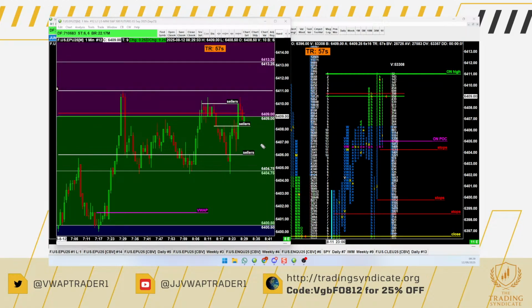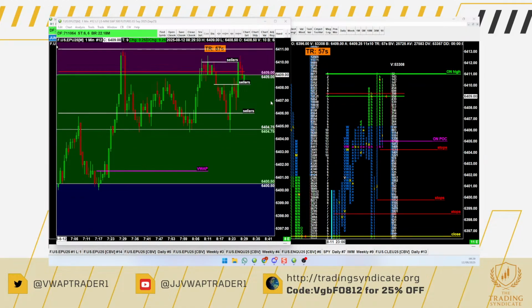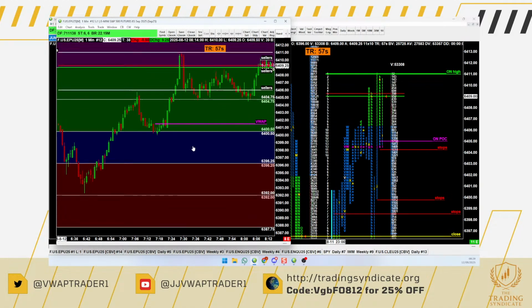I like to wait for another candle. Like right here, it looked below and failed. This is beautiful. This is the perfect setup. One sec. Let me show you right here.